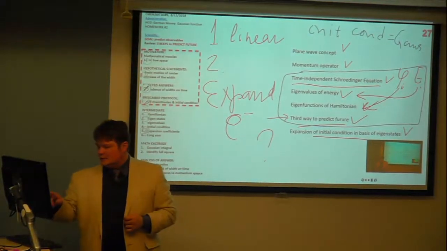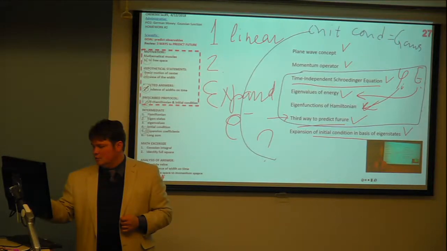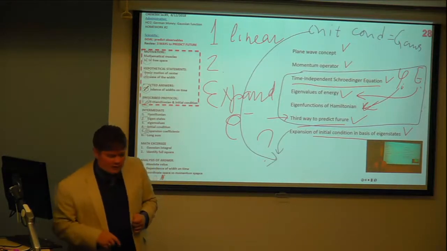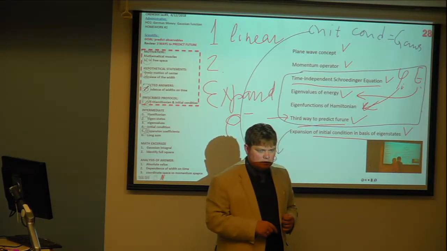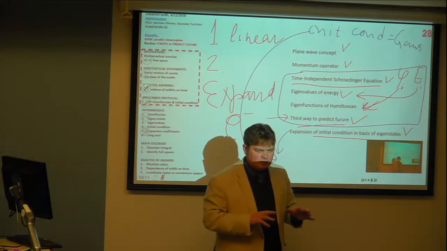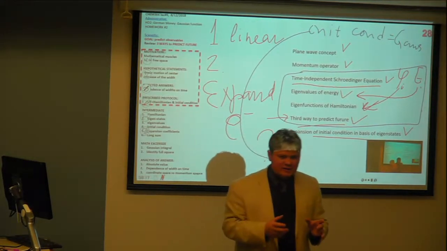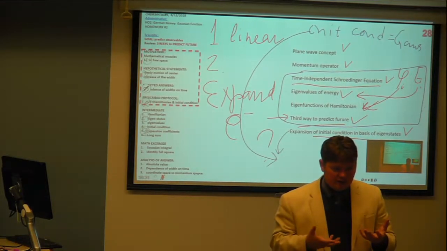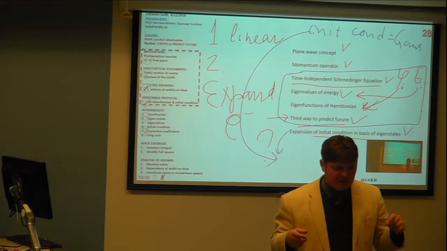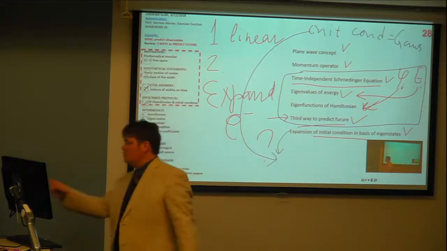And as a last step, you will need to make a convolution between eigenstates of the Hamiltonian and the initial condition. Do not feel irritation, do not protest, I'll come to this again. In order to practice the third way to predict the future, we need to project the initial condition onto eigenstates, right? Multiply the initial condition times the eigenfunction and integrate to get this C sub k coefficient, right? So we will do it. Our initial condition will be a Gaussian function.